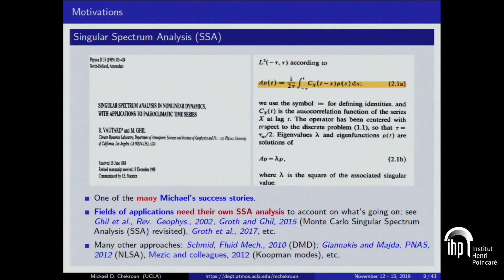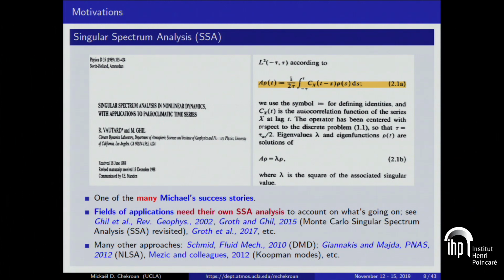This is, first of all, one of the many Michael success stories. And actually, if you look at the field of applications, I think you would need at least a big MSSA analysis to understand the distribution and the ramifications of the impact in different fields. So one day, maybe Michael will perform that, or maybe a data-adaptive harmonic analysis, we'll see.